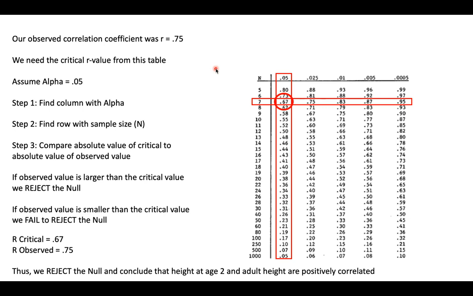So our critical R is 0.67. Our observed R is 0.75. We reject the null and conclude that height at age 2 and adult height are positively correlated.